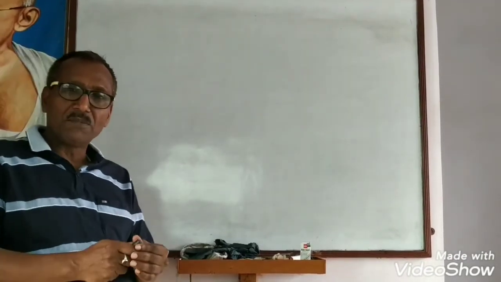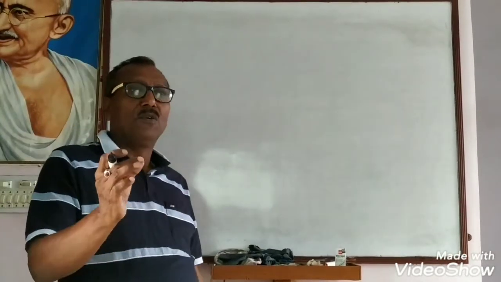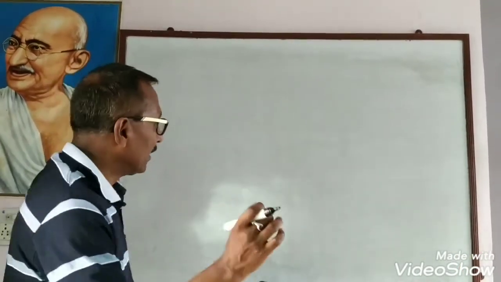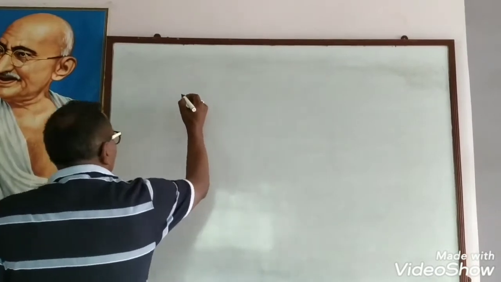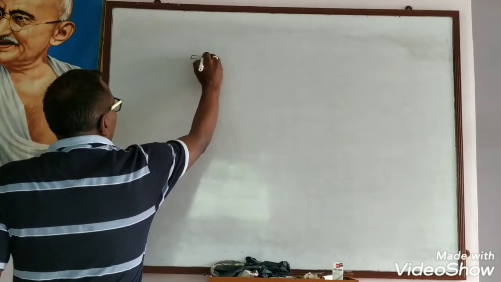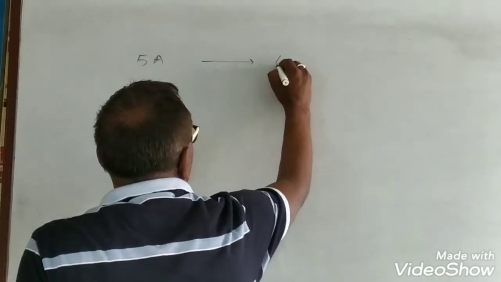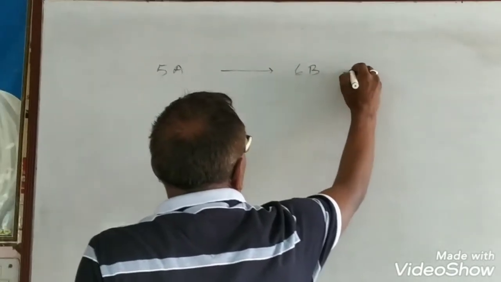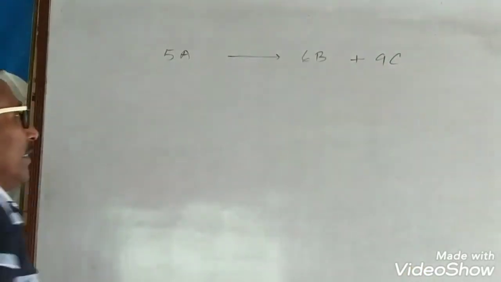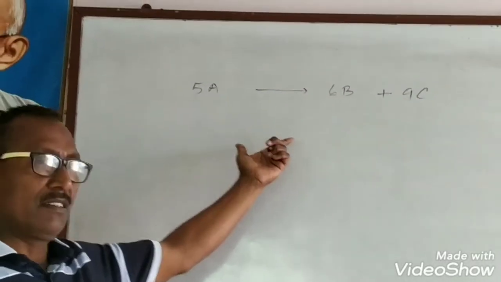Now proceeding with the chapter chemical kinetics. Today we have to solve some numericals based on the rate of reaction. Say for example we have the reaction 5A gives 6B plus 9C. This is a general reaction that we have taken.